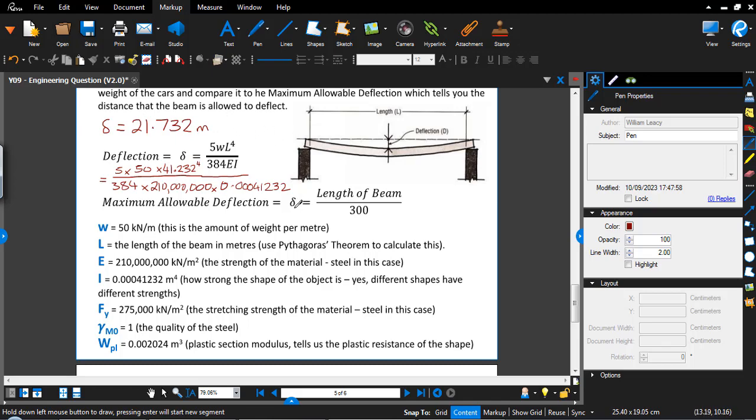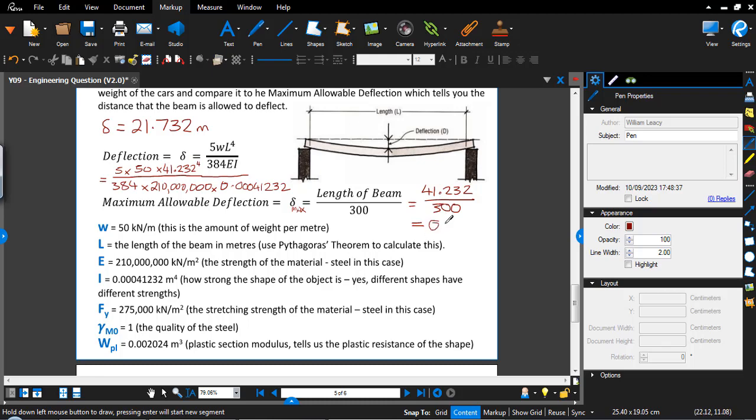Okay, the allowable, this should have a subscript max here because it's the max deflection. So that's what the actual deflection is. Imagine you had a bridge and it deflected 21 meters. This is going to fail 100%. Length of beam over 300, so 41.232 over 300. Obviously it's going to fail. This is a total fail.